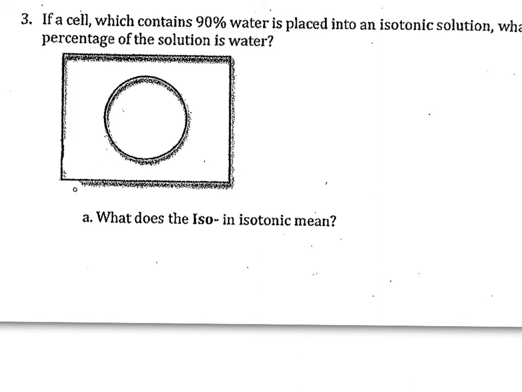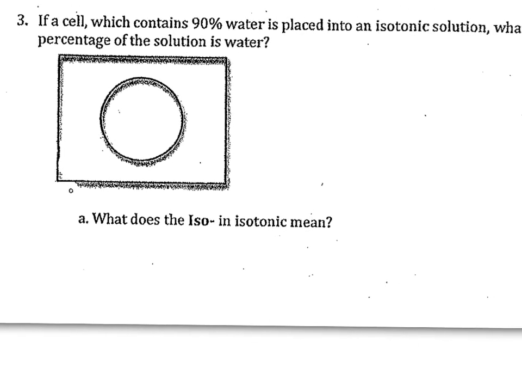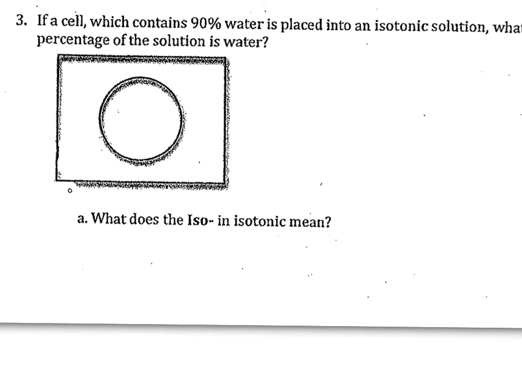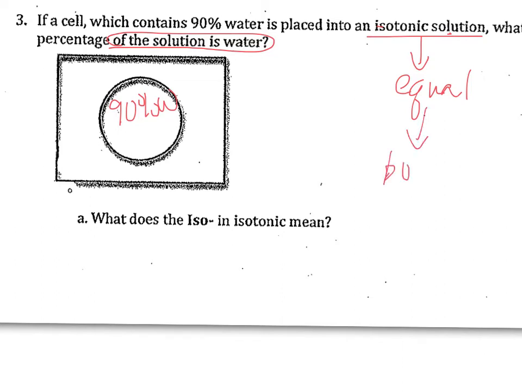Let's look at our final problem. If a cell, which contains 90% water, is placed into an isotonic solution, and we remember that isotonic means equal, what percentage of the solution is water? So if our cell contains 90% water, how would it be equal, and what that means is equal on both sides.